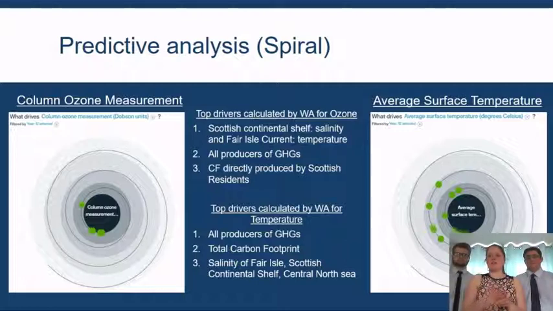The other drivers calculated were all producers of greenhouse gases, which is to be expected, and carbon footprint directly produced by Scottish residents, which is quite interesting because it doesn't pick up the total carbon footprint as one of the main top drivers. In regards to average surface temperature, the top drivers calculated were all producers of greenhouse gases and total carbon footprint, which is to be expected. And again, it picks up on the salinity of the Fair Isle, Scottish continental shelf and Central North Sea, which means obviously there must be a main contributing factor that links column ozone between those and the average surface temperature.